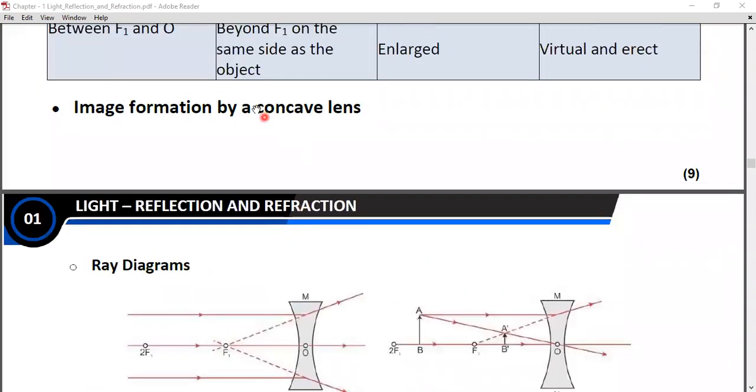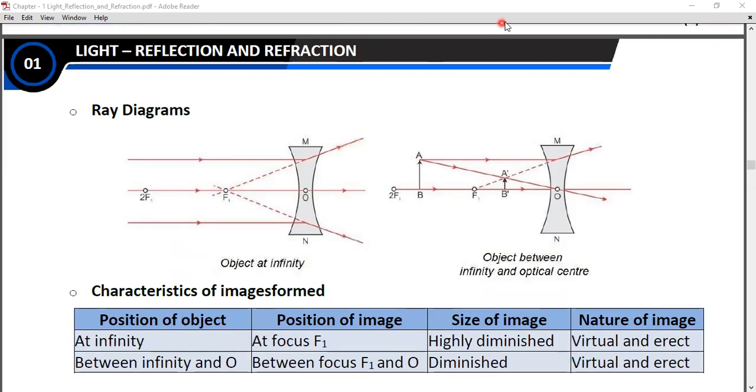Now, if you take the concave lens, guys, the behavior of the concave lens is identical and similar to the behavior of the convex mirror. Here, by nature, the concave lens is a diverging lens. And on comparing with the convex mirror, you can expect only 2 different positions where the image is formed. First one is object at infinity. Second one is object between infinity and optic center. When the object is at infinity, the light rays from the object appear to be coming parallel to each other. And after refraction, they get diverged. If you extend the refracted rays, here you will get the image.